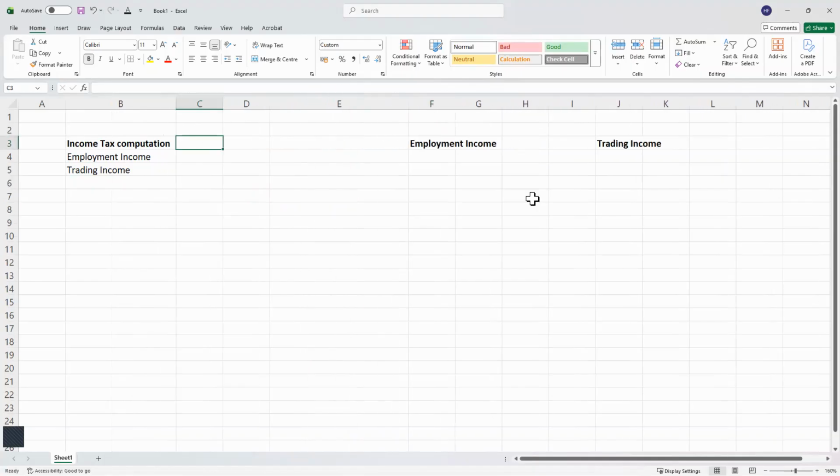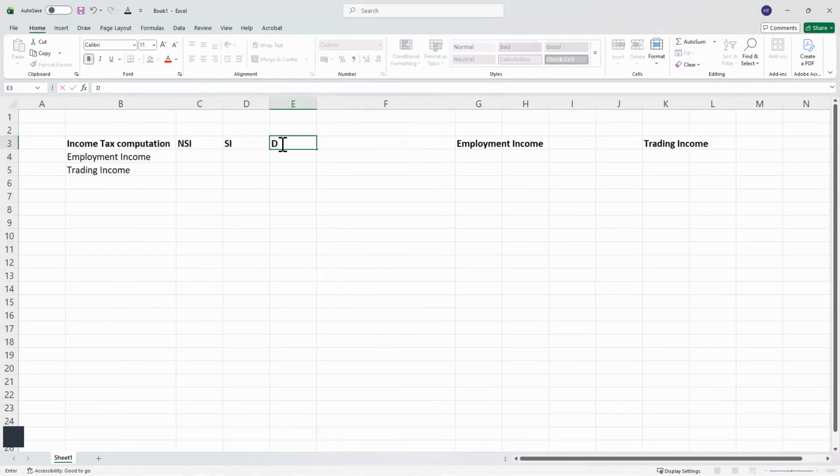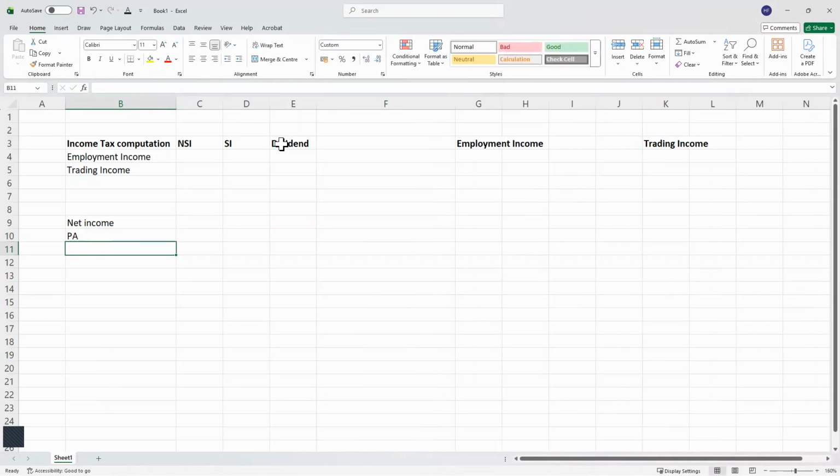So this then sets out the different types of income, and you've got the non-savings income, the savings income, and then the dividend income. And we know we sum up all the different types of income to come down to our net income, and then there'll be the personal allowance we need to consider, and then we'll have the net income after the personal allowance, and we then start taxing through the bands. Already, before we've even read the question, we know what we're going to be doing. We're going to be calculating employment income, trading income, and then the income tax computation, bringing it all together with any other income.